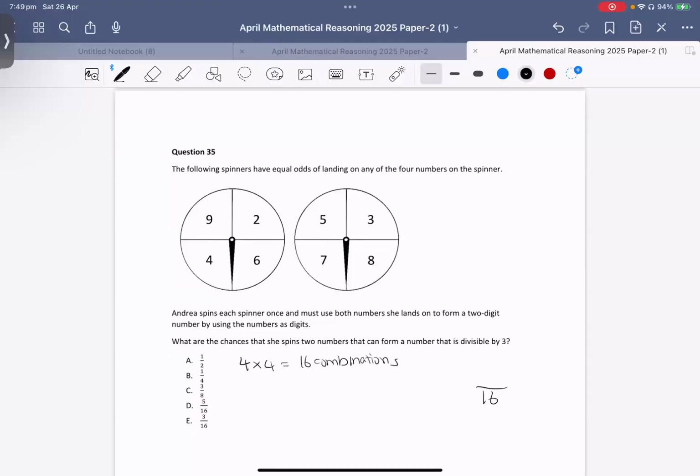And it says that we can form a number divisible by 3. So let's have a look at what kind of outcomes would give a sum that is divisible by 3 if we know our divisibility rules.